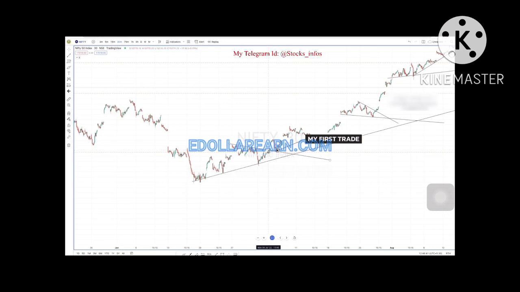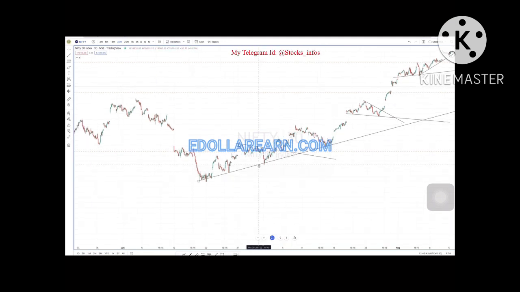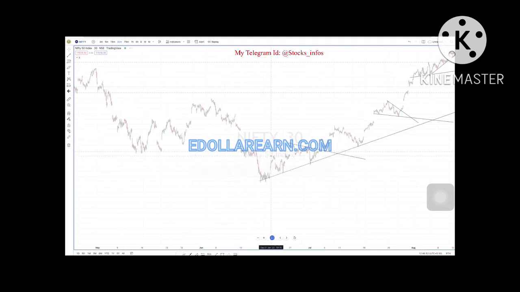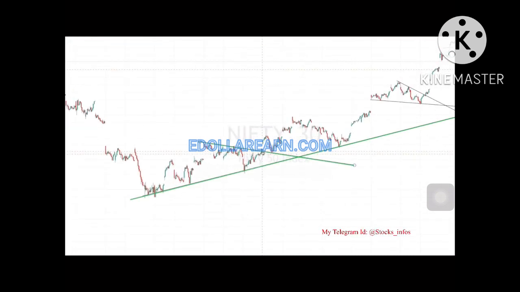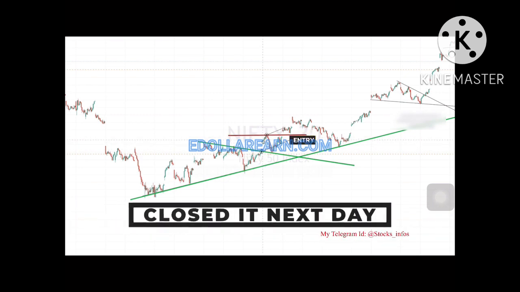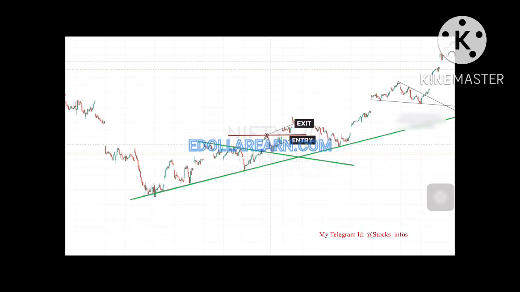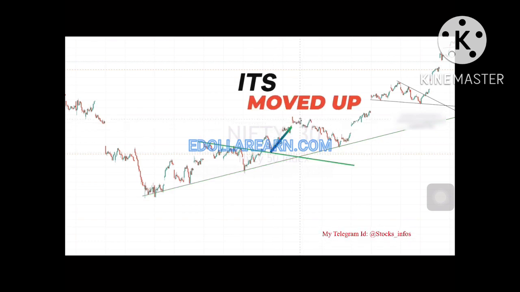This is where my first trade was. Basically I took this trade during this breakout. I personally wanted to take a trade here, but I couldn't do it because of some reason. I guess I was busy or something. I'd set my alert on this trend line, and then I couldn't take a trade. During the breakout I set another alert, and this is where I entered. I made some profit and closed it the next day. Look at this, how beautifully it has taken support again on the trend line and it has moved up.